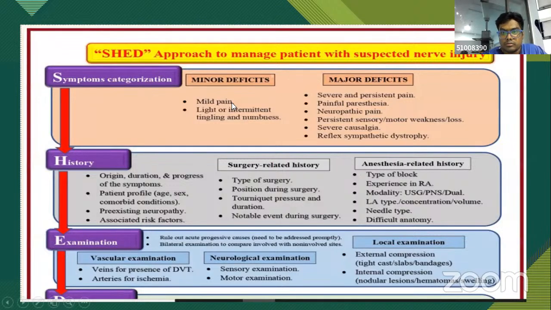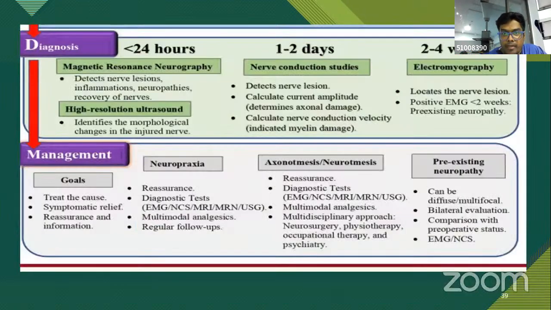Now, this is the symptom categorization, whether minor or major. Then you first have to rule out surgery-related causes, then anesthesia-related causes. Then you examine for DVT, the causes of pain other than the block or the nerve injury, DVT and ischemia. Then you do a sensory examination, a motor examination, and a local examination for external compression, where the patient has a tight cast, slab, or bandage, and for internal compression, where the patient has a hematoma or swelling.